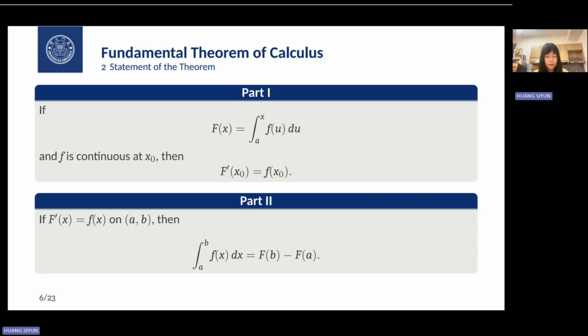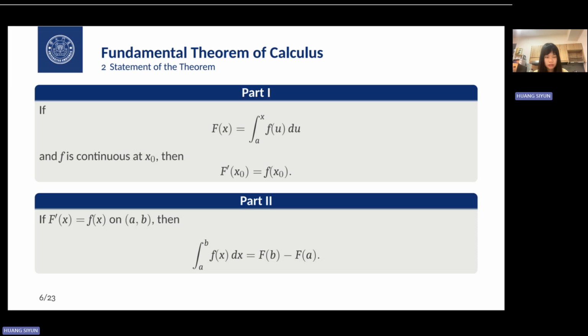The theorem comes in two parts. Part 1 states, if you have a function defined as an integral, that is, as the accumulated area under a curve, and if the function you are integrating is nice and continuous, then the derivative of this accumulated area function is simply the original function's value at that point. In similar terms, we can say differentiation undoes integration, which means that if we first integrate a function and then differentiate the result, we get back the original function.